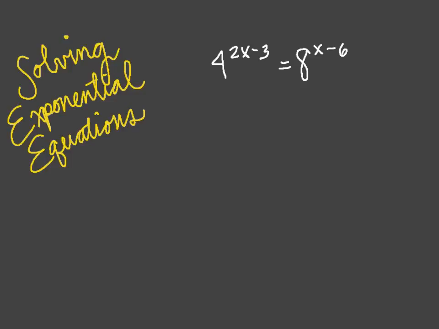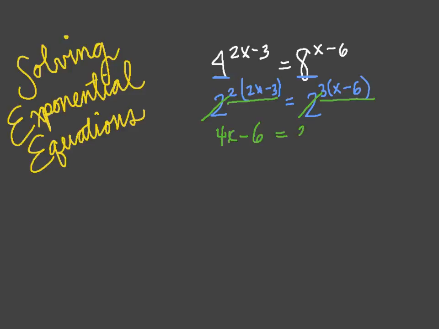So here's an example of an exponential equation that we could solve by rewriting these two expressions with the same base. Obviously, I can rewrite 4 and I can rewrite 8 with the same base of 2. So I would write 4 as 2 squared and then tack on what was already there, the 2x minus 3. And I could rewrite 8 as 2 cubed and tack on what was already there, x minus 6. And once you have these expressions written with the same base, you can just ignore the base. 2 to the anything is equal to 2 to this other thing. We can just ignore those 2's. So we just have 4x minus 6 equals 3x minus 18.